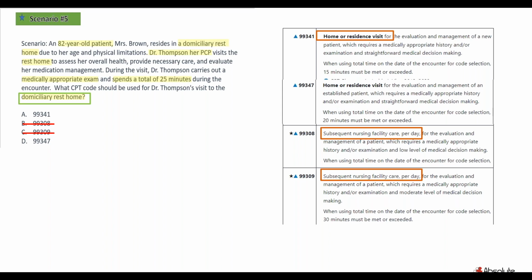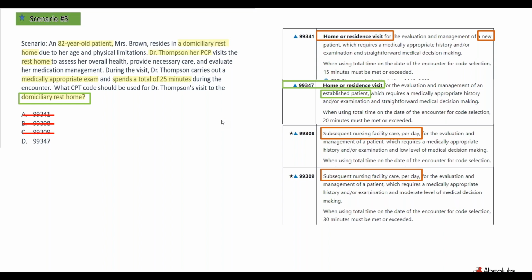Looking at the remaining options, A and D. A is coding for 99341, which is for a home or residence visit for a new patient. Is this a new patient, coders? No, it's not mentioned as a new patient, and this is an established patient visit. So option A is incorrect as well. The correct answer is going to be option D, which is for a home or residence visit for evaluation and management for an established patient, which requires a medically appropriate history, examination, and straightforward medical decision making.